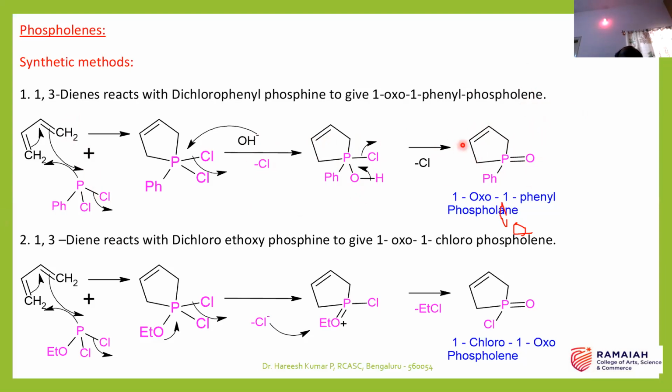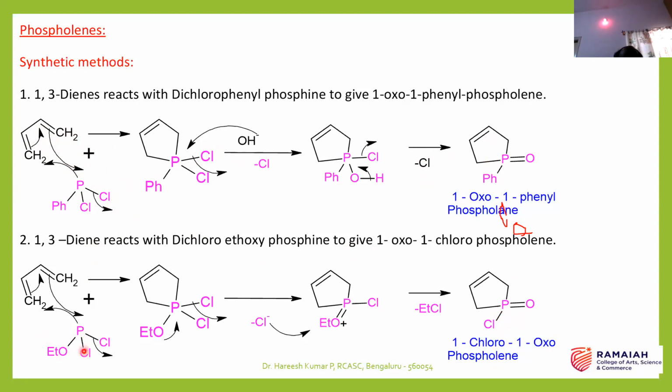And in this, the preparation of the double bond containing one requires a Diels-Alder kind of pericyclic reaction, and here butadiene is required. In addition to that, dichlorophenylphosphine is one of the reactants. Let's look at one more method of preparation of 1-chloro-1-oxo phospholene.